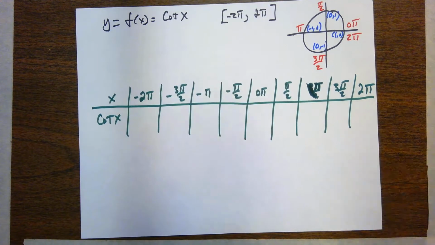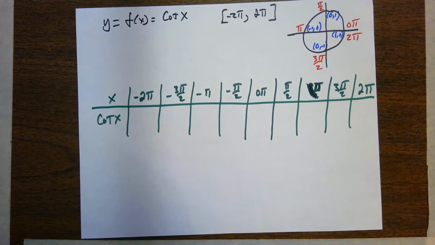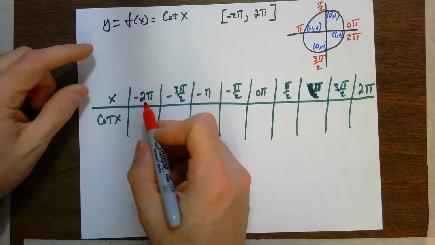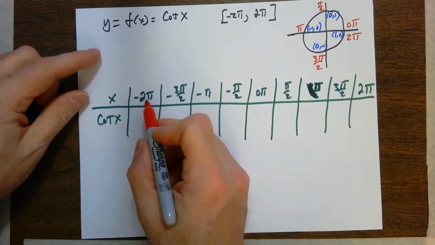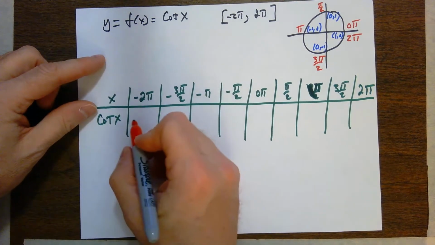All right, so let's see what happens here. Now cotangent, I can think about it as the inverse, or 1 over the tangent. I could also think about it as the y values over the x values. But here, the tangent at negative 2 pi was 0. 1 over 0 is undefined.